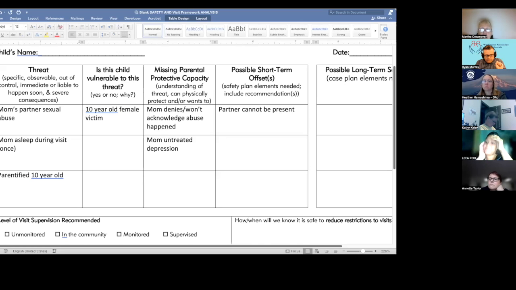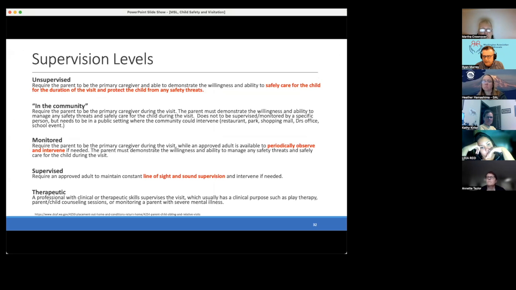The other thing that I want to suggest too, this is a great example. Thank you for this. Really quickly, here's another slide. This is another thing that we're introducing with the new training as well: having a piece in between unsupervised and monitored visits. The new one that we're calling, and most of the people in the department know this, is the visit in the community. So having the visit take place in a park or in a library or at a restaurant or something like that, where the community could potentially intervene. It's that step between unsupervised and monitored. That's really good, to introduce that as a concept as well.